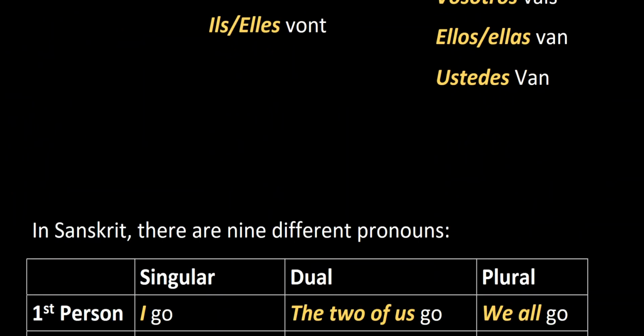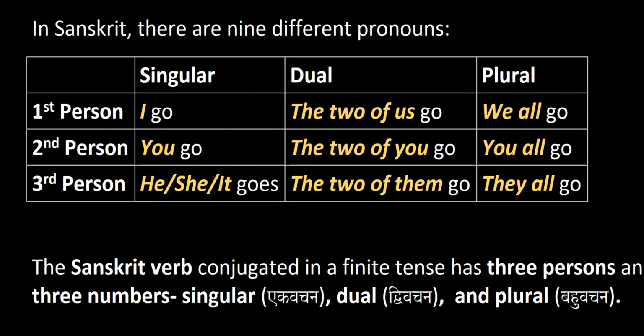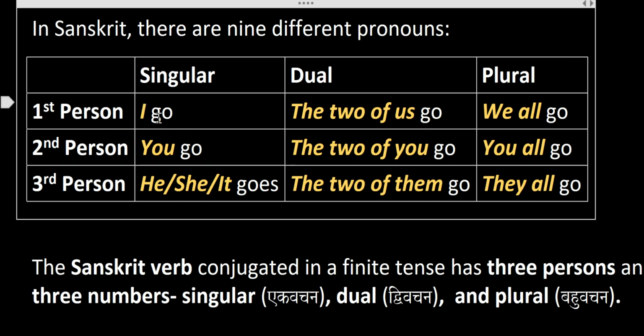But what's interesting about Sanskrit is that we don't only have singular and plural, we also have a dual. So in here, in this setup, and I want you to memorize this setup. I want you to memorize how this table is set up, because we're going to be using this table a lot when we're conjugating different verbs in Sanskrit. So in first person, you have I go. For dual, you have the two of us. And then you have first person plural, we all go. So first person singular, first person dual, first person plural.